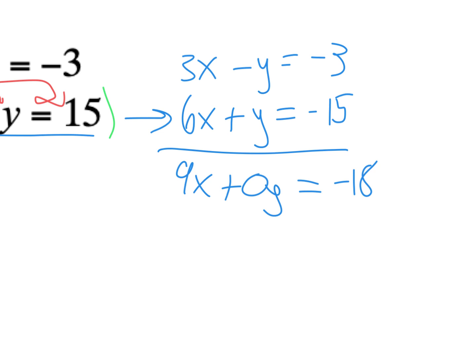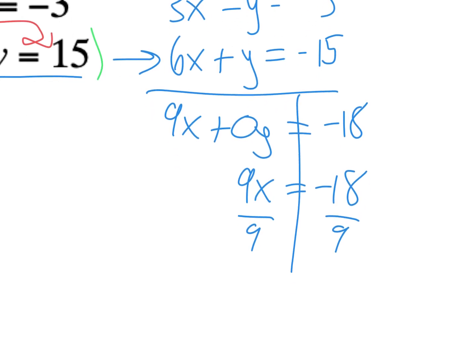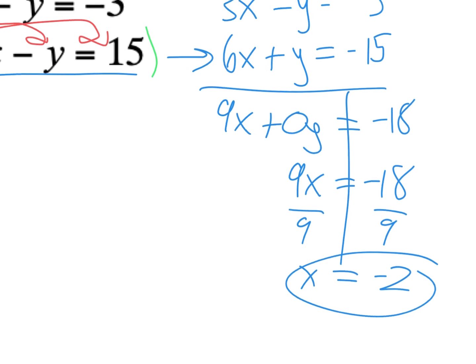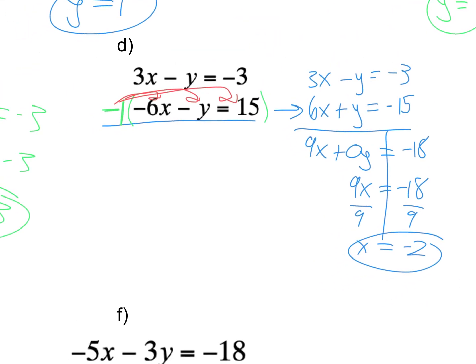Now I only have one variable. I just have 9x equals -18 because 0y is just 0. So let's divide both sides by our coefficient, and we should get x equal to -2. Now I can take that and plug that back into one of our two equations. I'm going to plug it in, let's see, let's do it with the first equation. So x equals -2, let's plug that in up here.